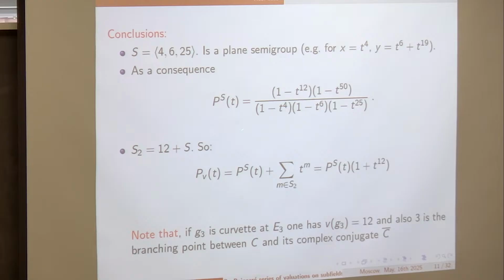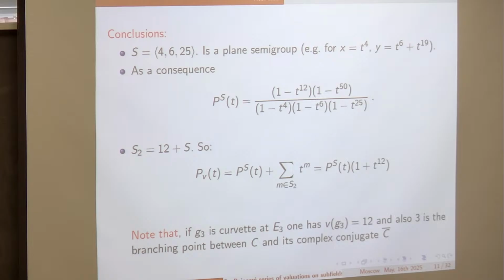Just to mention that in order to compute this, we need to compute the elements with dimension 2. And in the example, we see that these elements are 12 plus elements of the semigroup. So you have this formula for the Poincaré series here for this case. This is the Poincaré series of the semigroup, that means the arithmetic, pure arithmetic one, plus the elements with dimension 2.